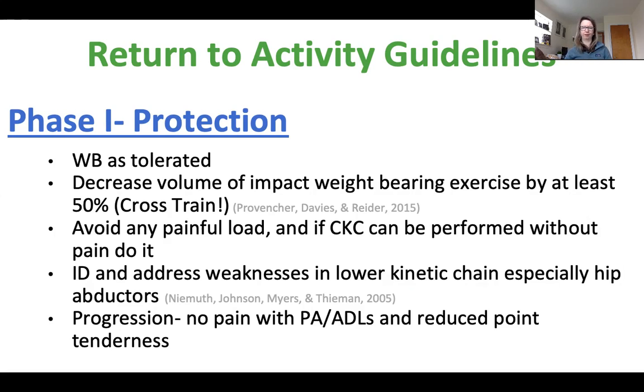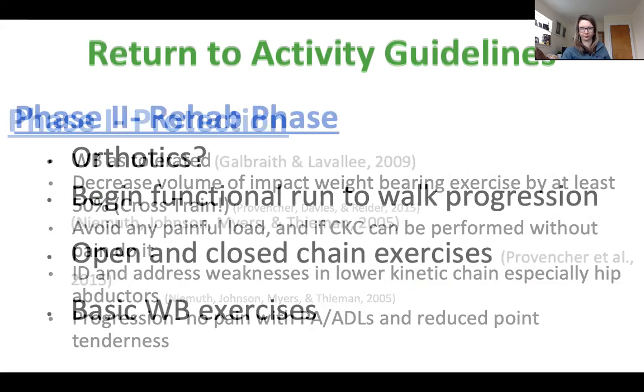We also need to identify any weaknesses in the lower extremity chain, especially in the hip abductors, to ensure the patient is as strong as possible when they are doing their running or their sport. And progression to the next phase of treatment is no pain with any types of physical activity or active daily living activities, while also reduced point tenderness when palpating the shin.